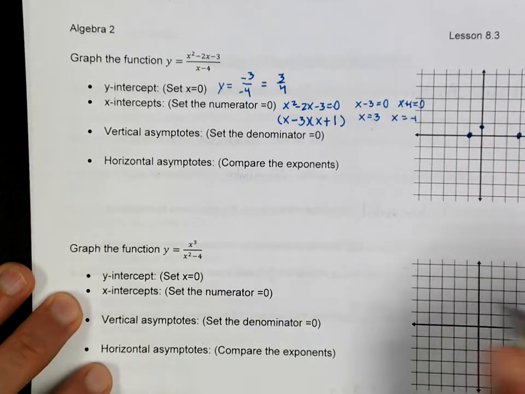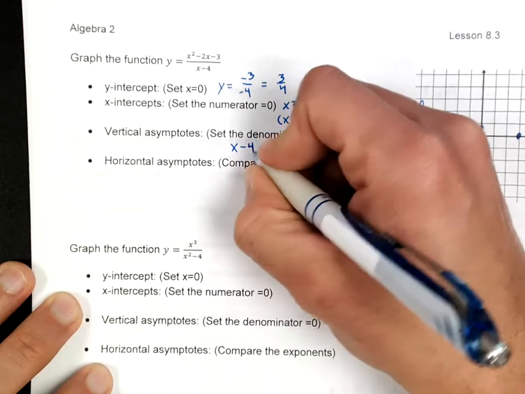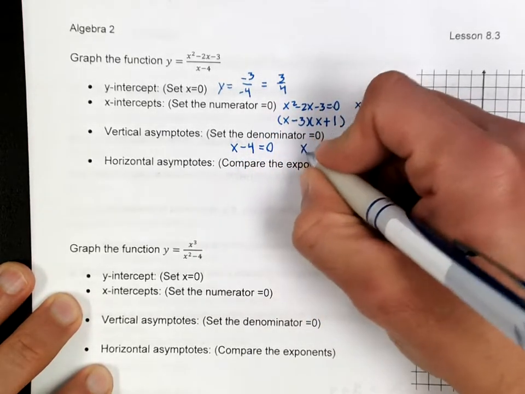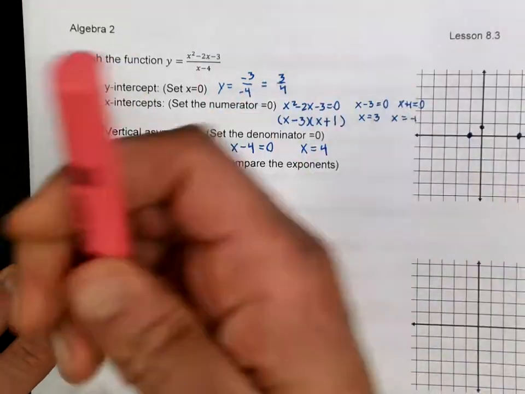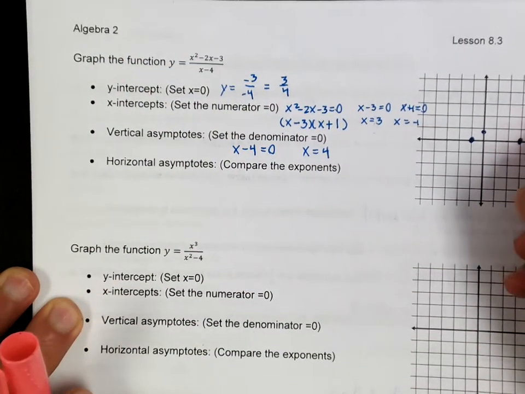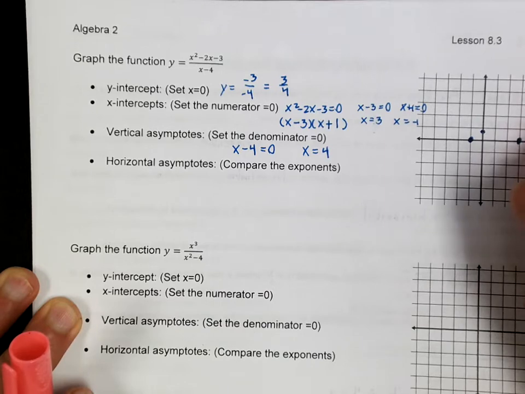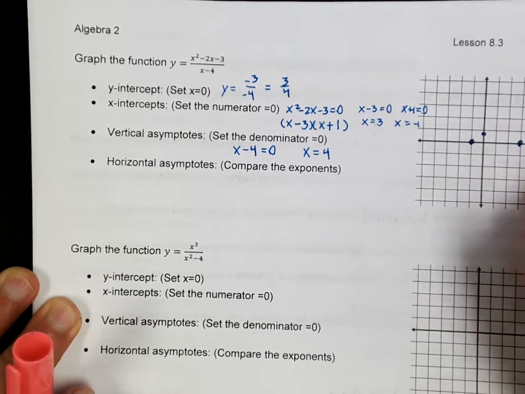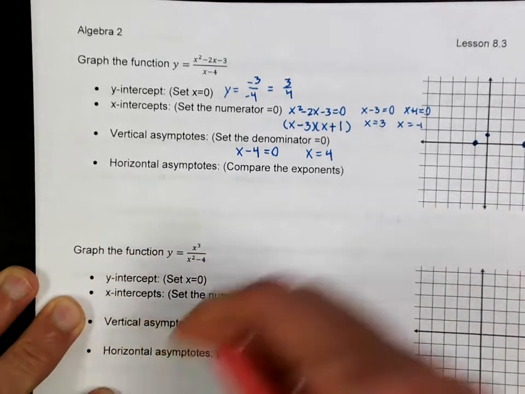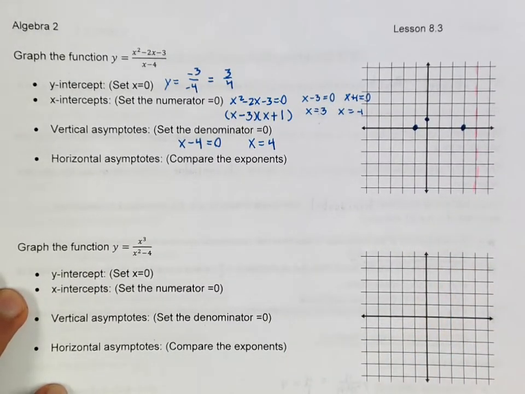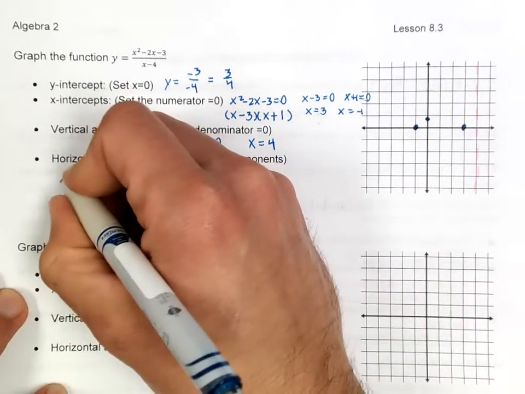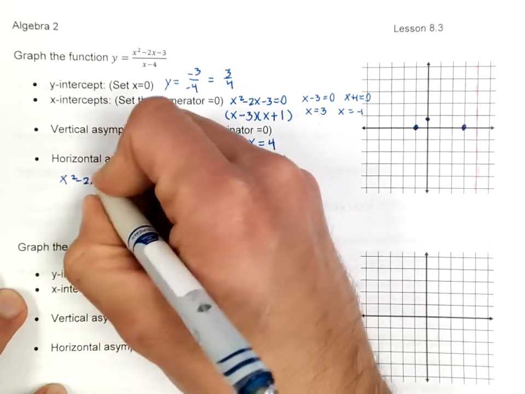Finally, vertical asymptotes. I'm going to set my denominator equal to 0. That will give me x is equal to 4. Alright, so I have a vertical asymptote at 4. In this case, it's about right there. Okay, now my horizontal asymptote. There's my vertical asymptote. You don't have to copy it down every time, I'm just trying to make it easier for you to look at.